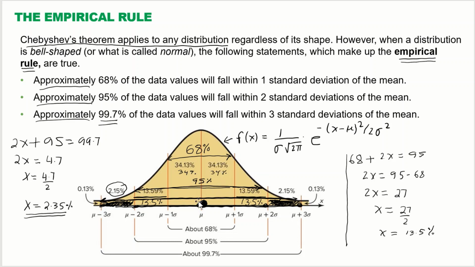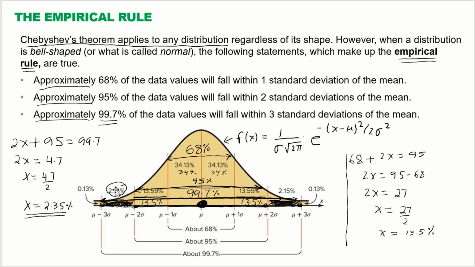Within 2 standard deviation, you have 95%. So this is 34%, this is 34%, you can see. This is 34%, so this will be 13.5% by using this calculation here. Within 2 standard deviation, 95. Now within 3 standard deviation, you have 99.7%.